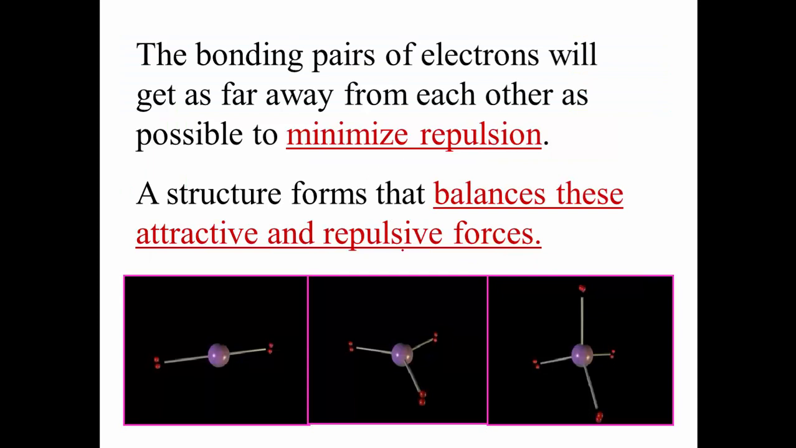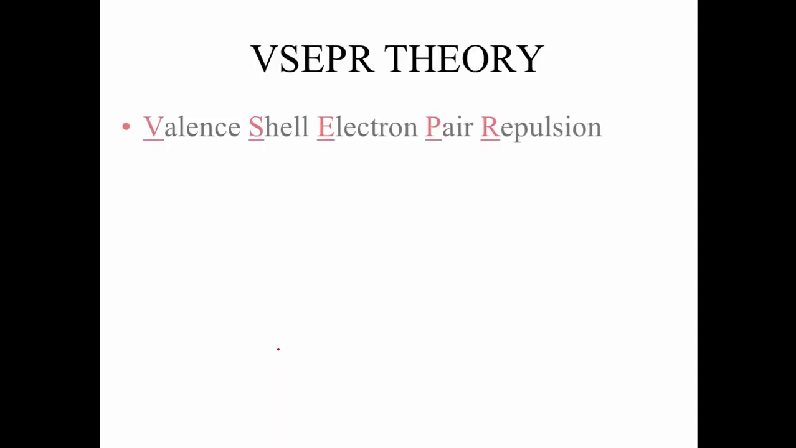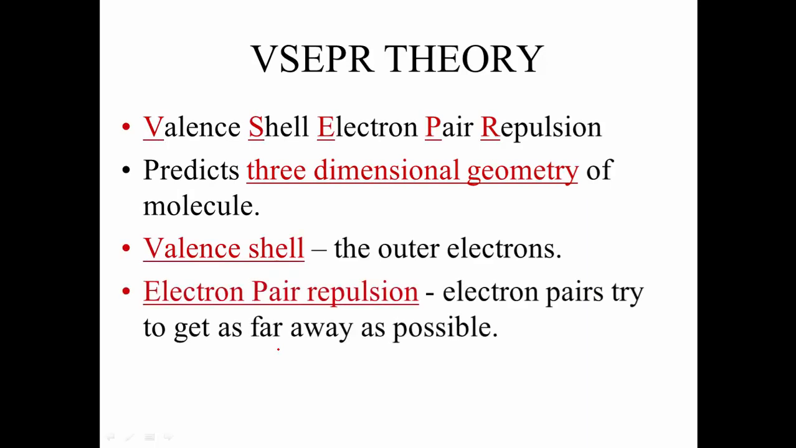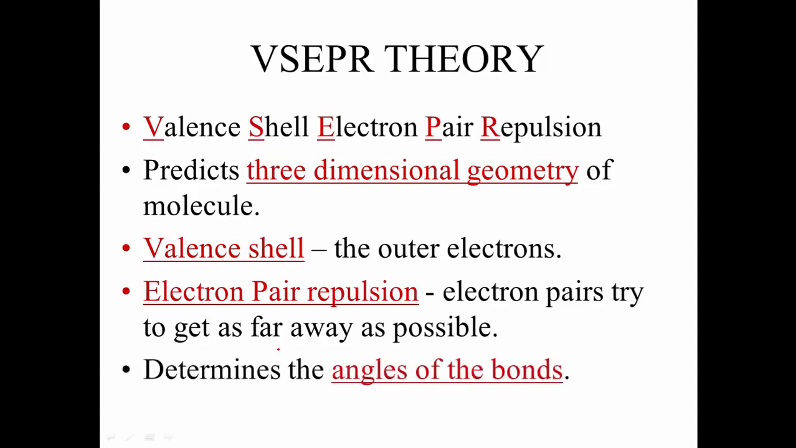So the bonding pairs try to get as far away from each other as possible to minimize their repulsion and still have the greatest force of attraction for the central atom. So a structure will form that balances those attractive and repulsive forces. These are your attractive forces, and these are your repulsive forces between the two atoms that are bonded to that central atom. Valence shell electron pair repulsion predicts three-dimensional geometry by attaching the outer electrons to the central atom in one part of the structure and repelling those lone pairs of electrons away from the outer atoms, giving you the angles of those bonds.